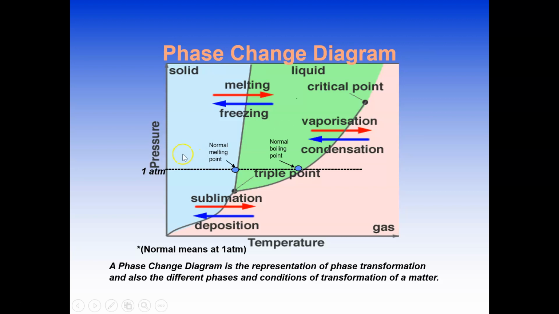Now, at 1 atm of pressure, which is normal conditions, our pressure is typically about 1 atmosphere. Where 1 atmosphere crosses those lines, that's where we find our melting point, solid to liquid, and that's where we find our normal boiling point from liquid to gas. Once again, normal meaning 1 atmosphere, but melting could happen at different places if we change the pressure.